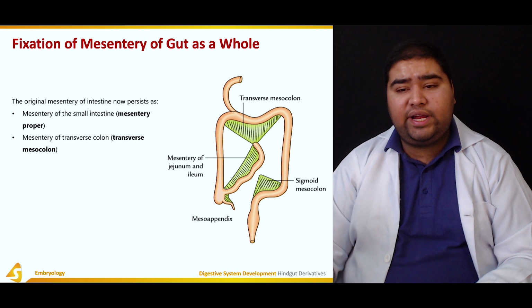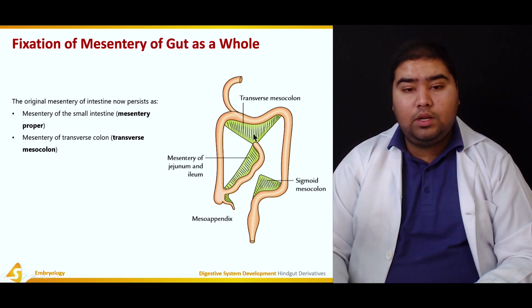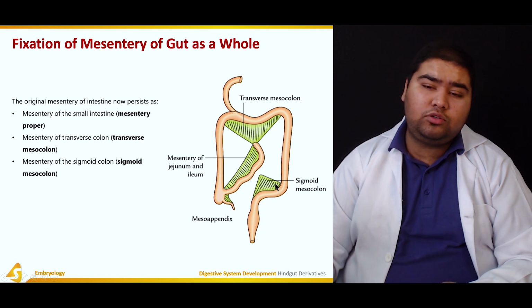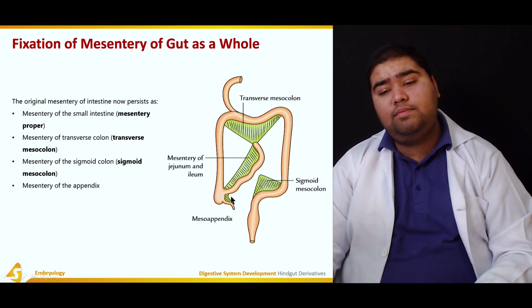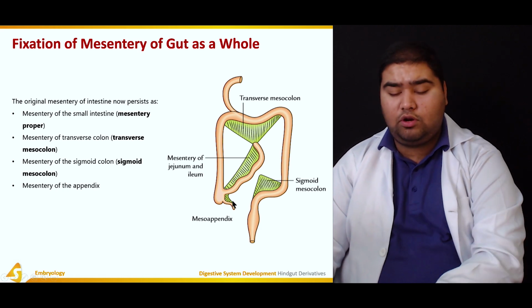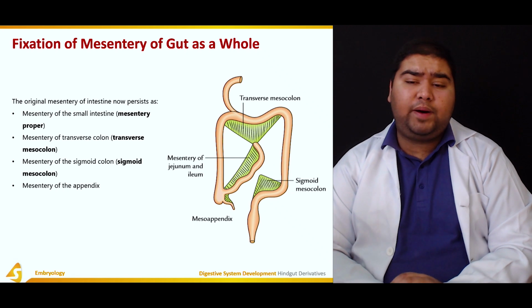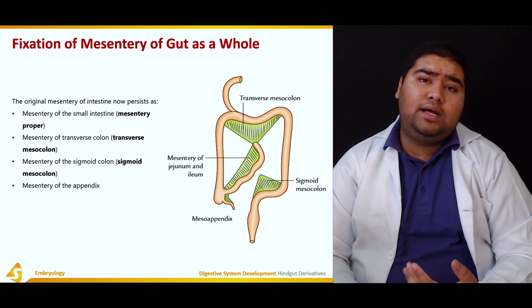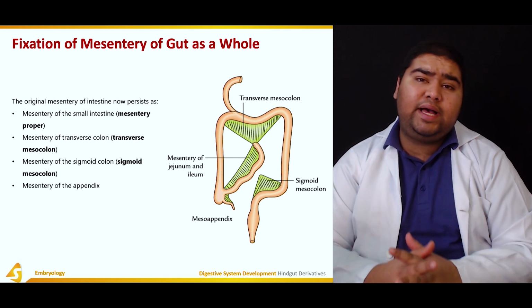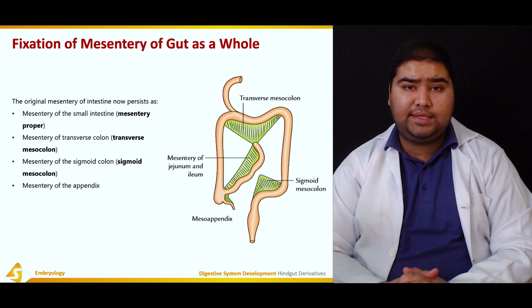So this is the mesentery of the transverse colon. Now we have the mesentery of the sigmoid colon, this is the mesentery of the sigmoid colon. And the mesentery of the appendix, also known as the mesoappendix, this is the mesentery of the appendix. So these are the four parts where the mesenteries are actually retained, and these are the parts which are engulfed by the mesentery. These include the mesentery proper, that is the mesentery of the small intestine.